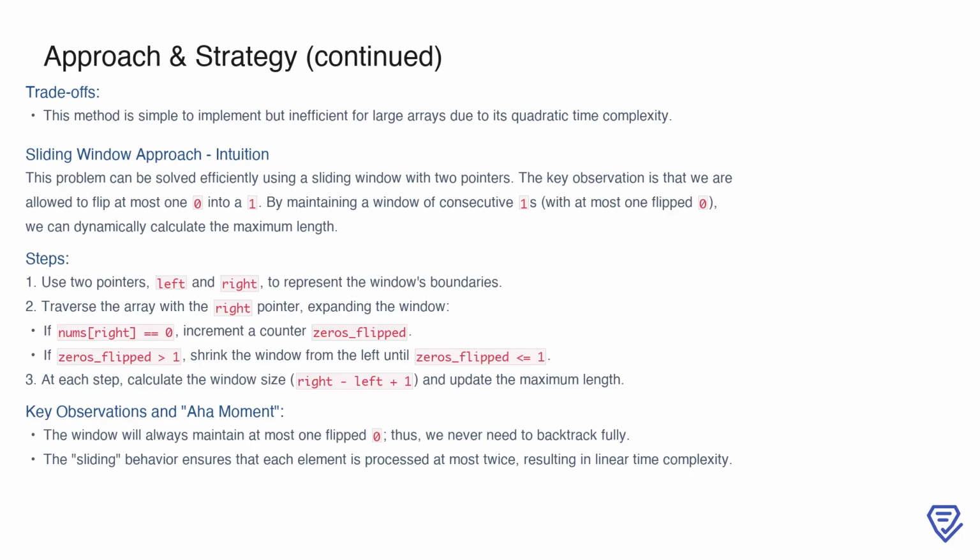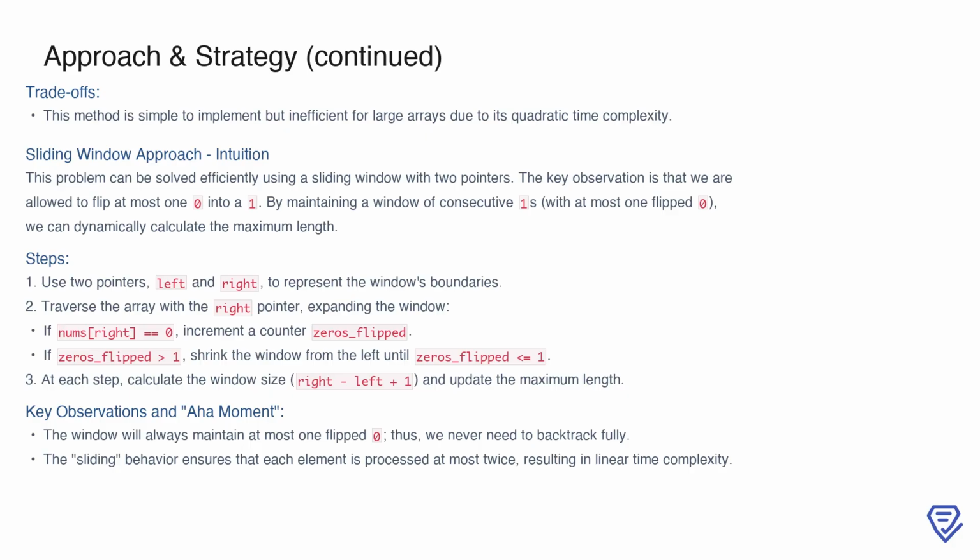As we move the right pointer through the array, we expand the window and track how many 0s have been flipped. If the count of flipped 0s exceeds 1, we adjust the left pointer to shrink the window until the condition is satisfied again. At each step, we calculate the size of the current window, which is given by right minus left plus 1, and update the maximum length observed. The beauty of this approach lies in its efficiency. Each element is processed at most twice.